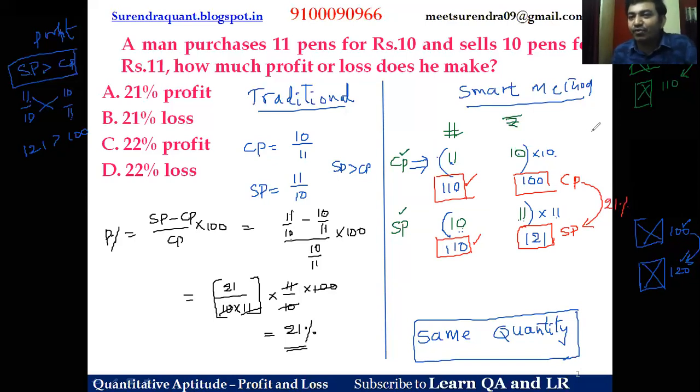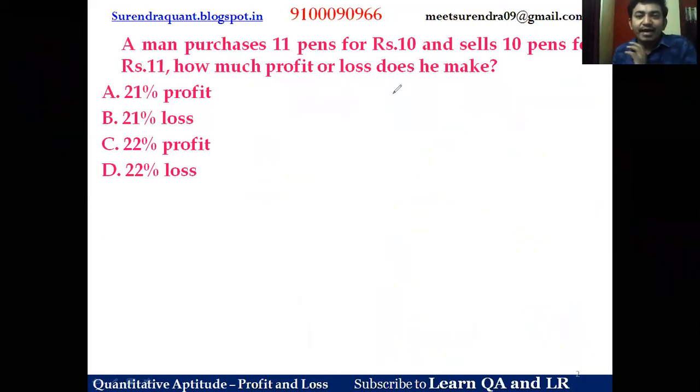So change in value is 21, base is 100. From 21, I mean profit by CP into 100. So which is 21%, directly got it. So what I mean to say is that simply, I will explain this again, let us see. Now directly we'll go for the smart method.